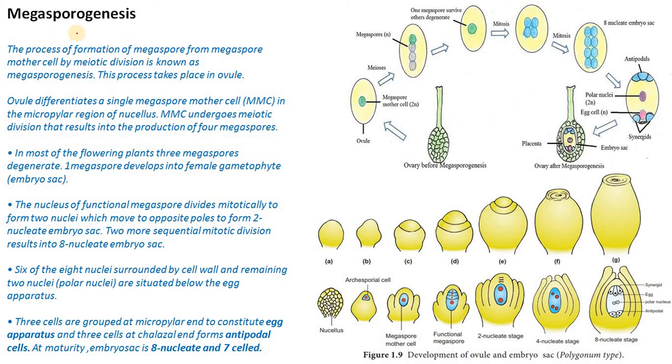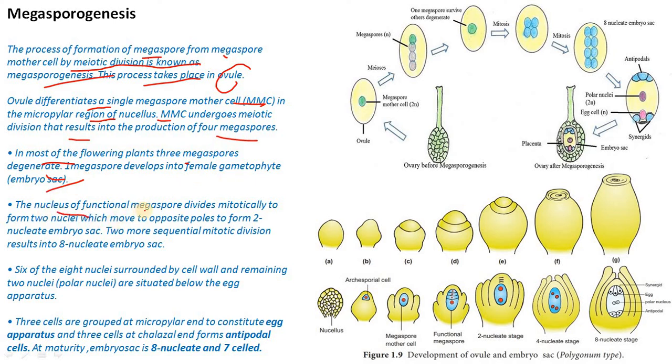So, what is megasporogenesis? The process of formation of megaspores from the megaspore mother cell by meiotic division is known as megasporogenesis. The process takes place in the ovule. The ovule differentiates a single megaspore mother cell, MMC, in the micropylar region of the nucellus. MMC undergoes meiotic division that results in the production of four megaspores. In most flowering plants, three megaspores degenerate. One megaspore develops into the female gametophyte, the embryo sac.